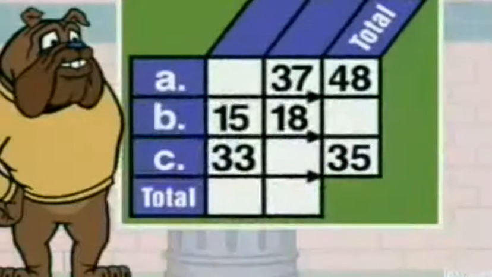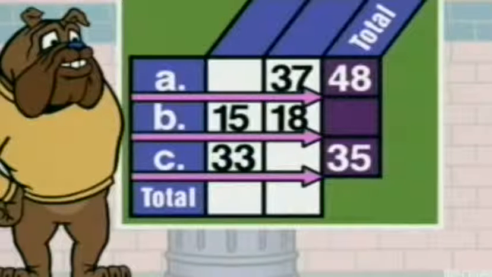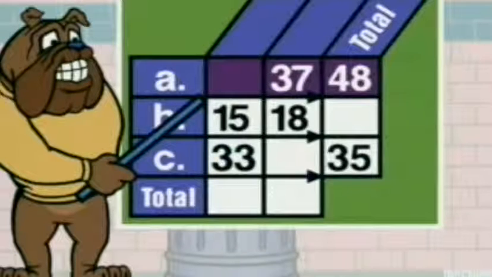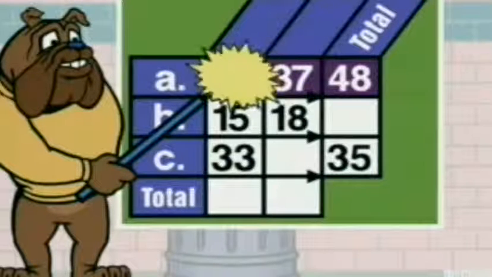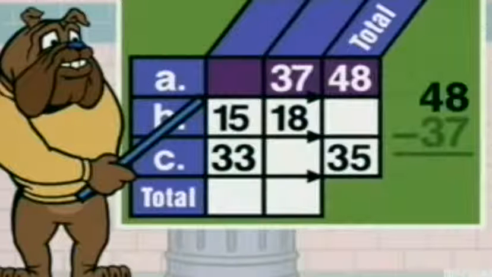Here's a table. The arrows show that the rows of the table work just like number families. The first two numbers are the small numbers. The total is the big number. In the row for this number family, is the missing number a big number or a small number? A small number is missing. Do we add or subtract to find the missing number? Say the subtraction problem. 48 minus 37 equals how many?